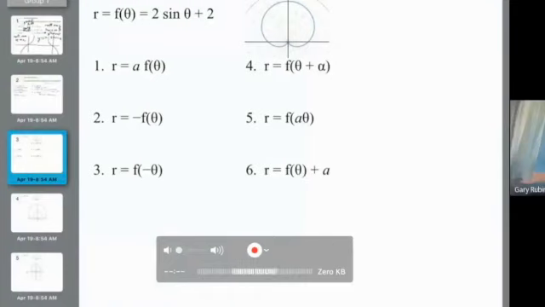Okay, I've seen a lot of good ideas about the different numbers. For number one, type in what did you think the answer was? This was the thing that was like a vertical stretch for rectangular. What do you think number one was?